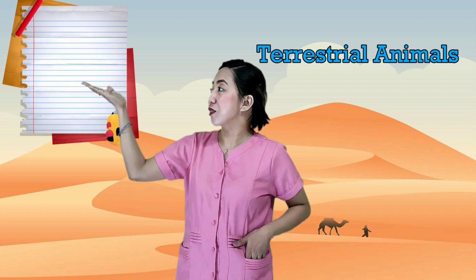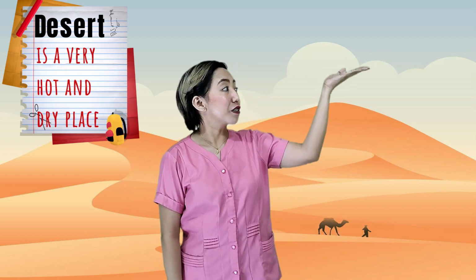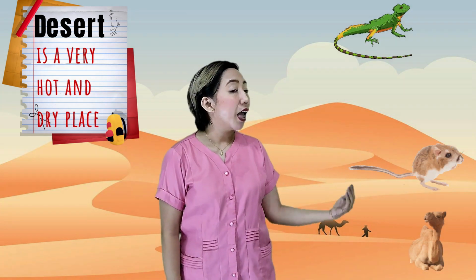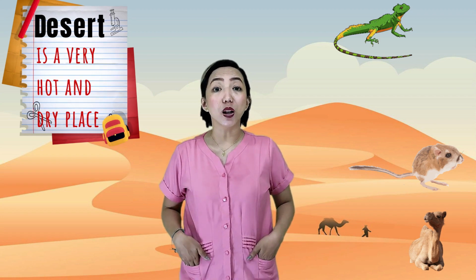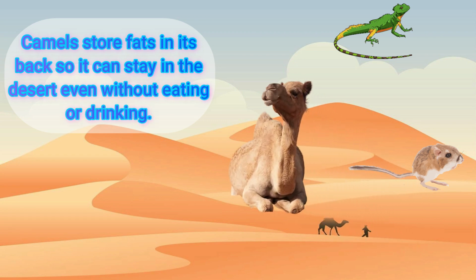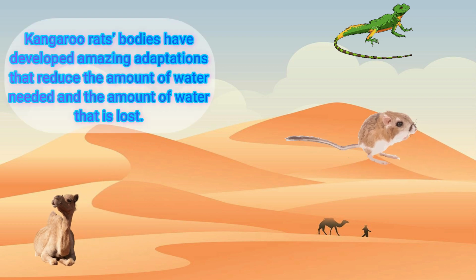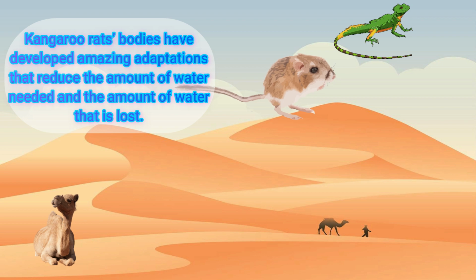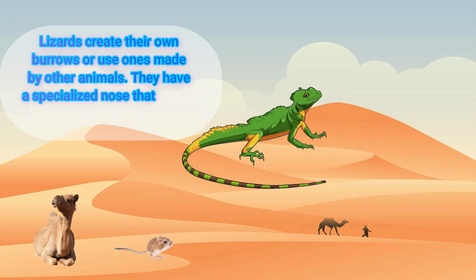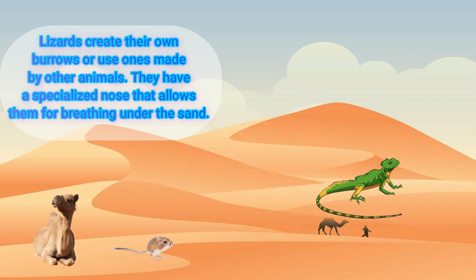Some animals live in the desert. A desert is a very hot and dry place. Lizards, kangaroo rats, and camels are examples of animals that live in the desert. Camels store fat in their back so they can stay in the desert even without eating or drinking. Kangaroo rats' bodies have developed amazing adaptations that reduce the amount of water needed and the amount of water that is lost. Lizards create their own burrows or use ones made by other animals. They have a specialized nose that allows them to breathe under the sand.